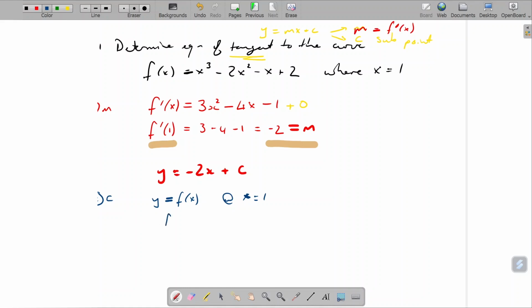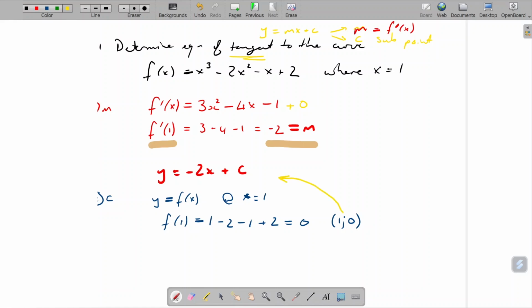So we look at f of 1, and f of 1 here would be 1. Now don't forget to use the original equation: 1 minus 2 minus 1 plus 2. So it just so happens that in this case, f of 1 is 0. So the point we're talking about here has an x value of 1 and a y value of 0. So we are going to substitute that into our partial equation that we've got so far.